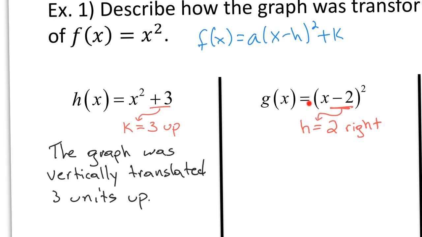So here, there's an invisible 1. The parent function has an invisible 1, so that didn't change. So we're okay with that. But the graph was translated to the right 2 units. How do you write that down in a sentence?